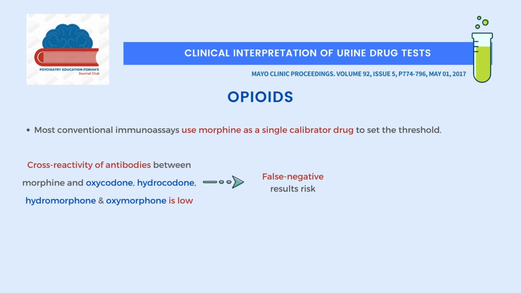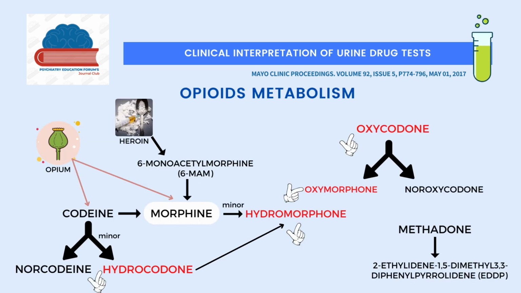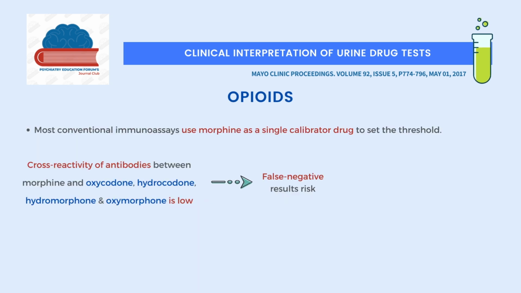So, you're using morphine as the main calibrator, but the cross reactivity between the antibodies for morphine and all these four is low. So be mindful of false negatives with these four. Let me show you those four again. But you can actually download this PDF below and look at that as well. Let me go back to the last slide.